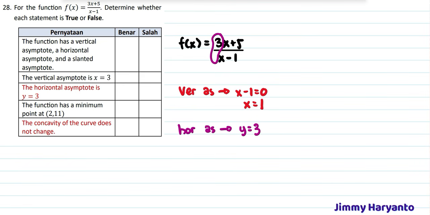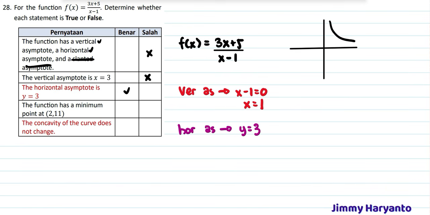Okay, let's check the statement. The function has a vertical asymptote, yes. Horizontal asymptote, yes, but it doesn't have a slanted one, so this one is wrong. Next, vertical asymptote is x equals 3, no, it should be x equals 1. Next is horizontal asymptote equals 3, yes. Minimum point: as we can see, the shape of this function will be like this. There is no minimum point, so this one is wrong.